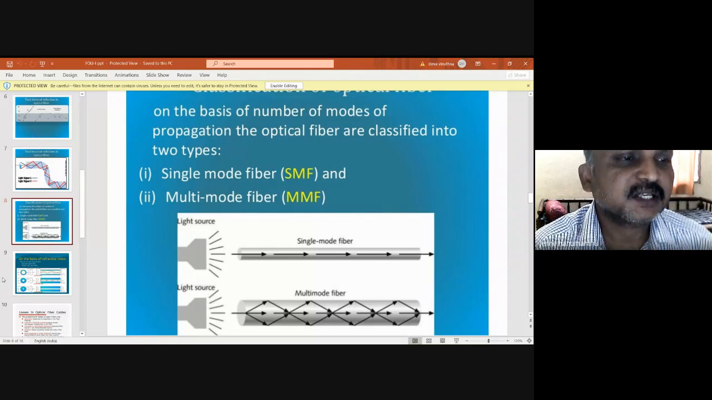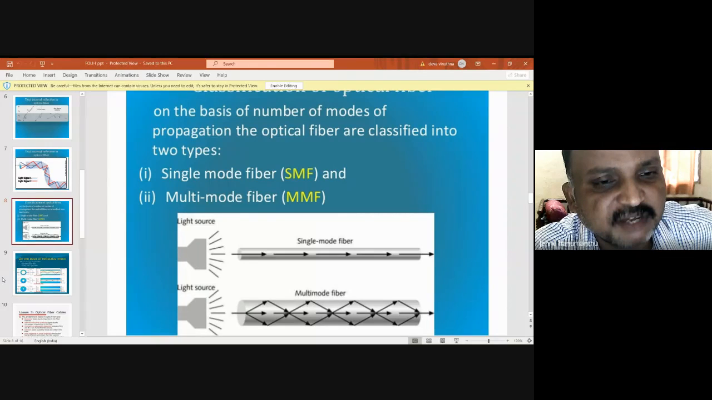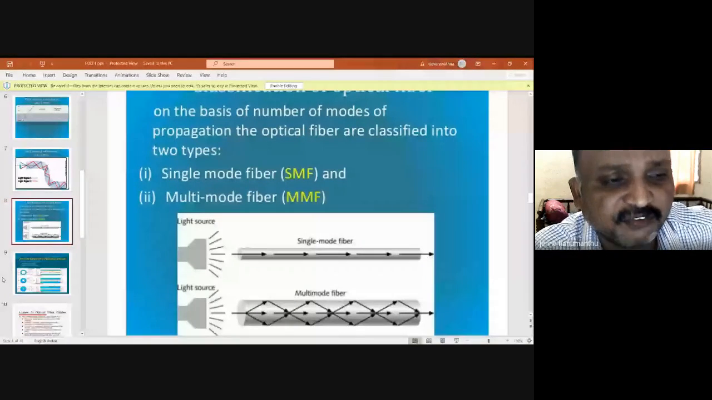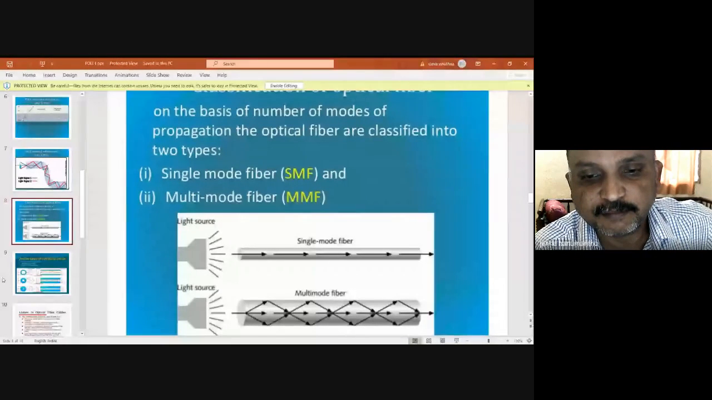Okay. This is about the basics regarding fiber, types of optical fiber, and the basic principle of total reflection.